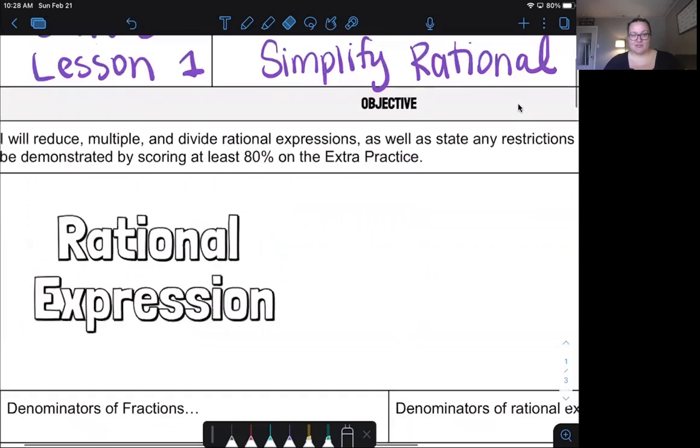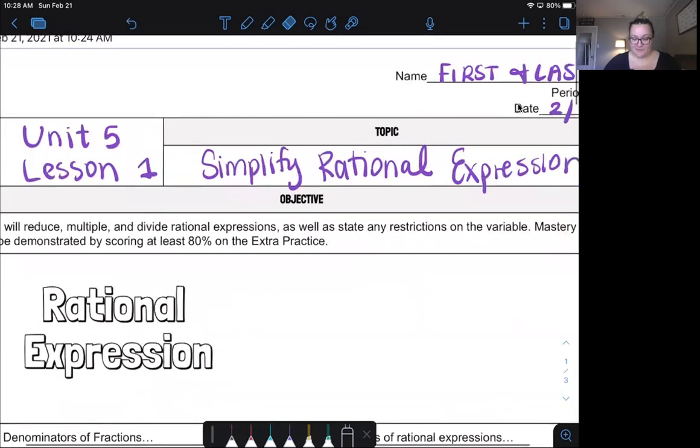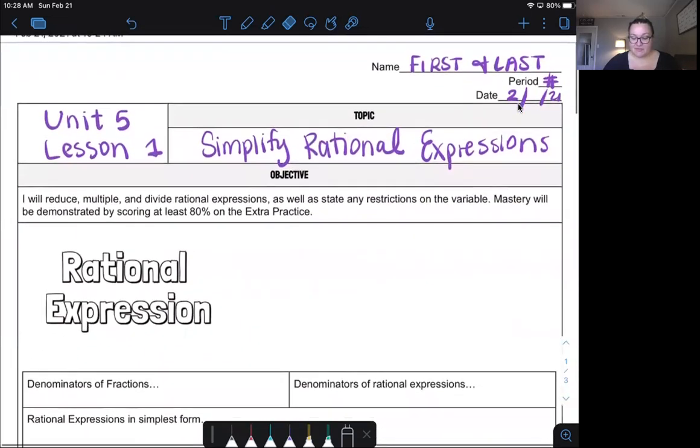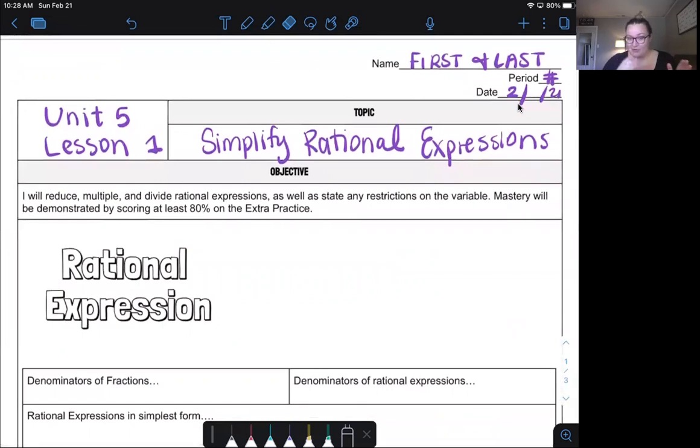Today we are going to be starting Unit 5. And Unit 5 is kind of cool because it builds on our skills from Unit 4. We're going to still be doing a lot of factoring. When we had to find the zeros in Unit 4, that's also going to come in handy in what we do in Unit 5.